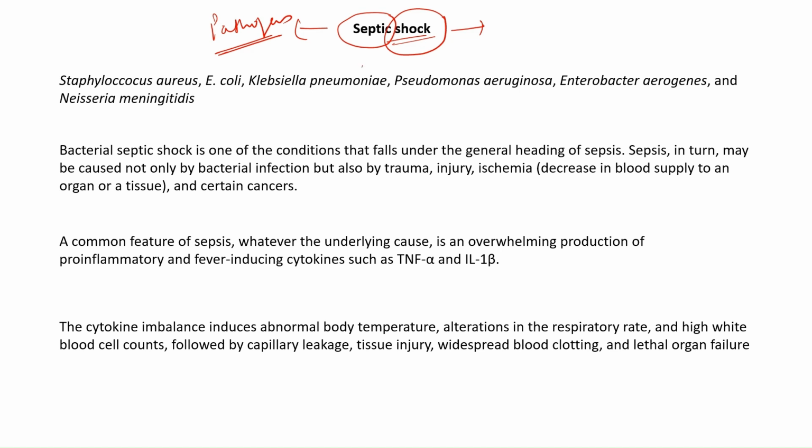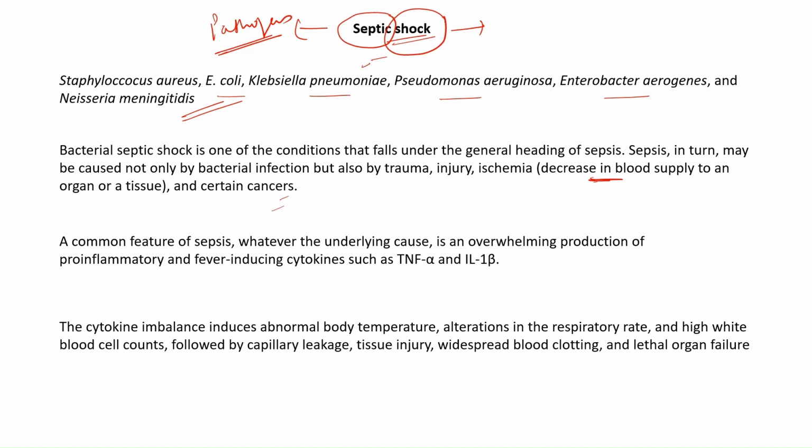Now, the infection can enter our body due to cuts, breakage in the cells or tissues, due to cancers also, and due to decrease in blood supply also. So there are multiple reasons why we get infection. And the main organisms that are responsible for infection or sepsis are Staphylococcus aureus, E. coli, Klebsiella pneumonia, Pseudomonas aeruginosa, Enterobacter aerogenes, and Neisseria meningitis. These are common bacteria that are responsible for sepsis. So sepsis means infection caused by bacteria.